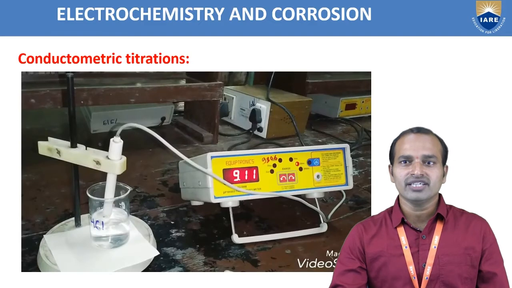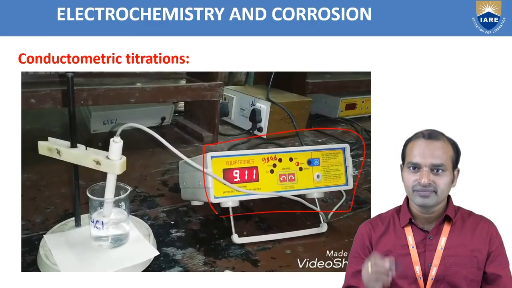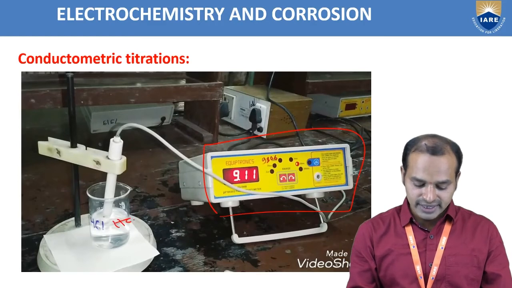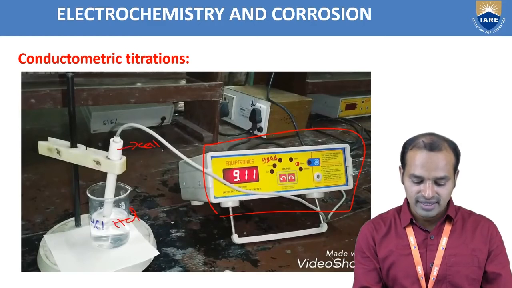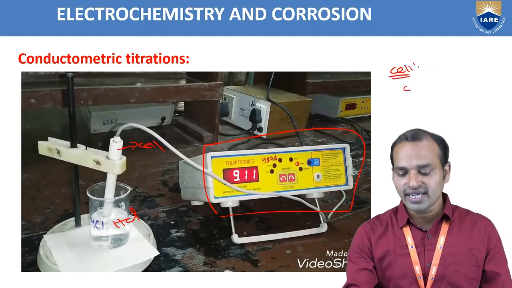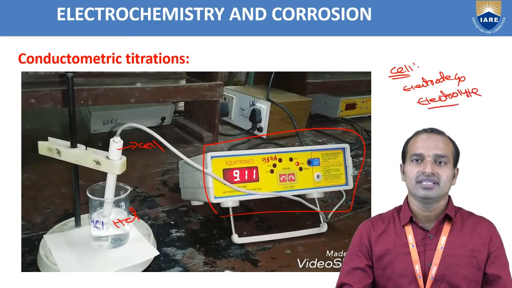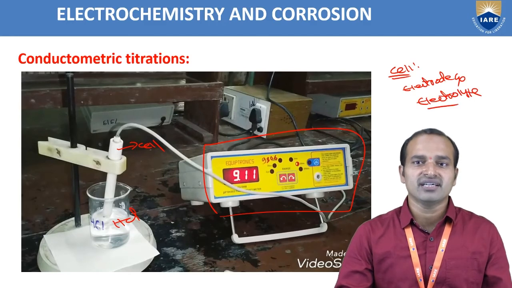In the conductometric titration, let us see. This is the conductivity meter and this is a beaker containing HCl solution. This is the cell. What is the cell here? A cell means the combination of electrode and electrolyte.